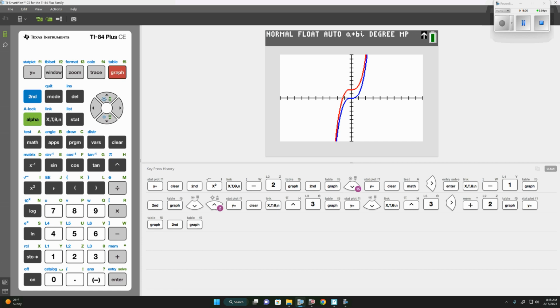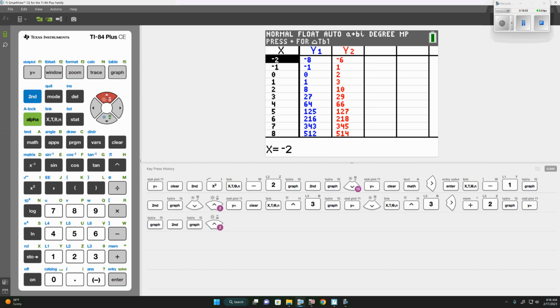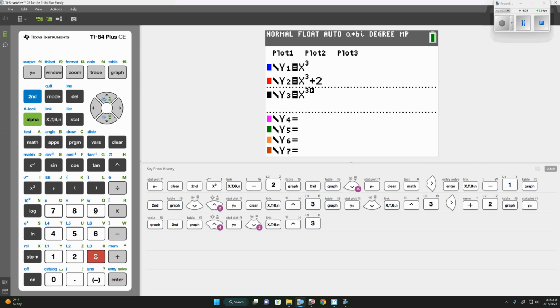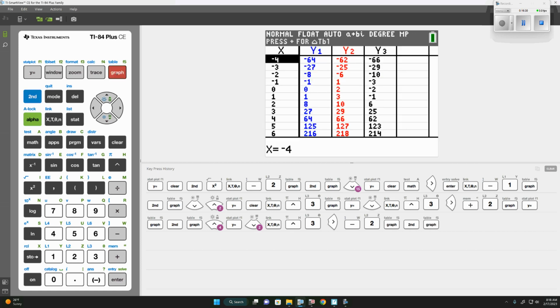If we look at the table, at x equals 0, the first one was 0. Now it is at 2. When x is 1, it was originally at 1. Now it is at 3. That's all we're doing. If we'd done the same thing with x cubed, but said minus 2, we just move it down 2. So at 0, when it was 0, it's now at negative 2. We're just moving the y values either up or down. And that's it. Questions on this here?